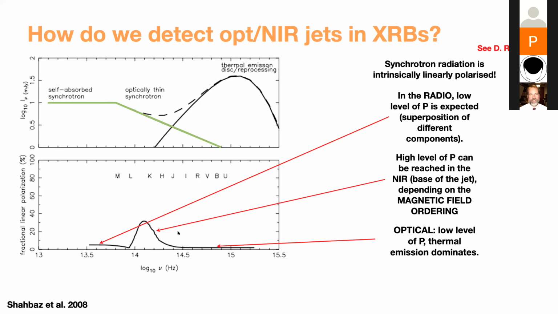So, of course, everything will depend a lot on how ordered the magnetic field in the jet is, because if, for example, the magnetic field is strongly tangled, we will have many cancellation effects, and again, the polarization will be low. So we can say that polarization can help a lot investigating the magnetic field in the jet, which is quite an unexplored field, especially for neutron star X-ray binaries.